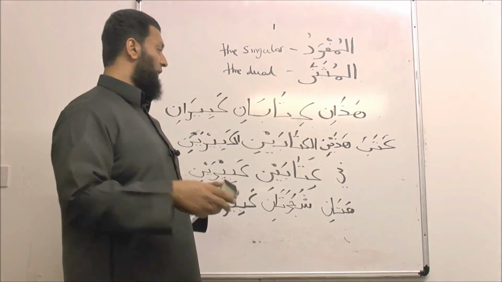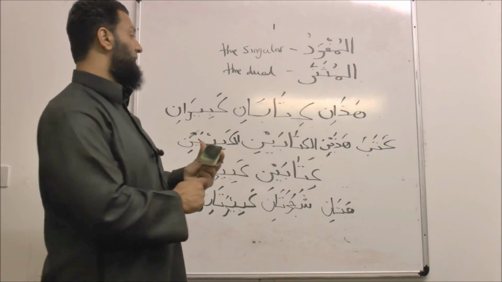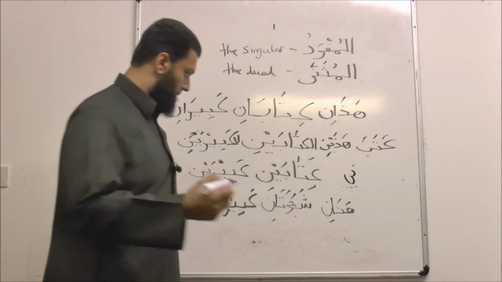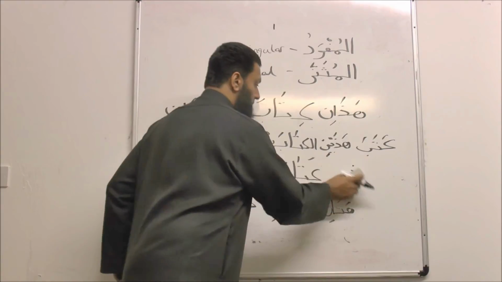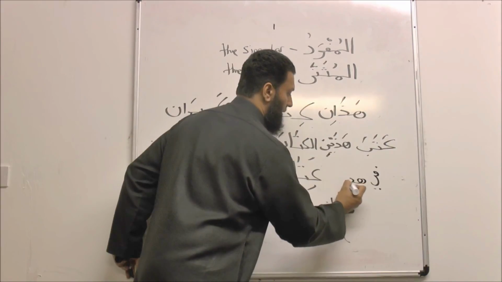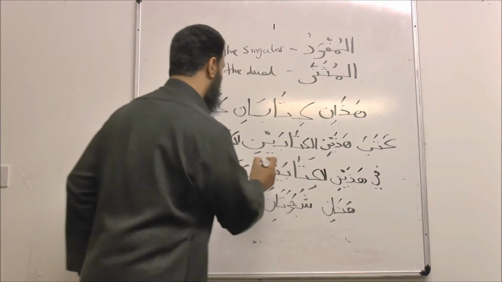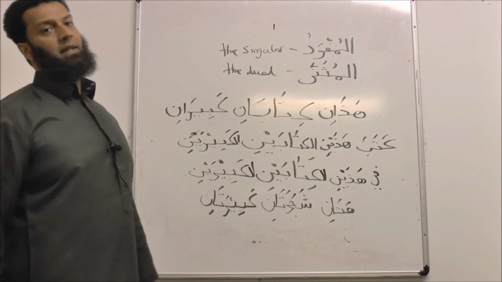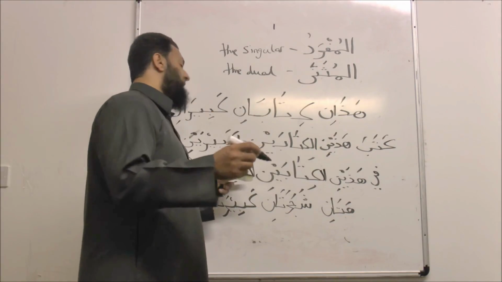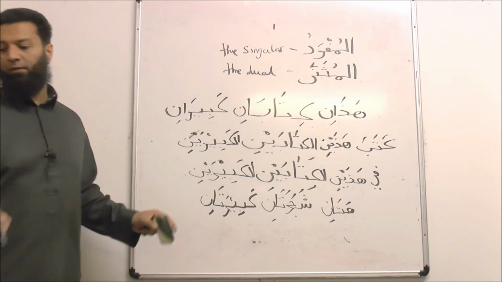So if we want to say in these two large books, we say في هذين الكتابين الكبيرين. Right? في هذين الكتابين الكبيرين. واضح? Clear?